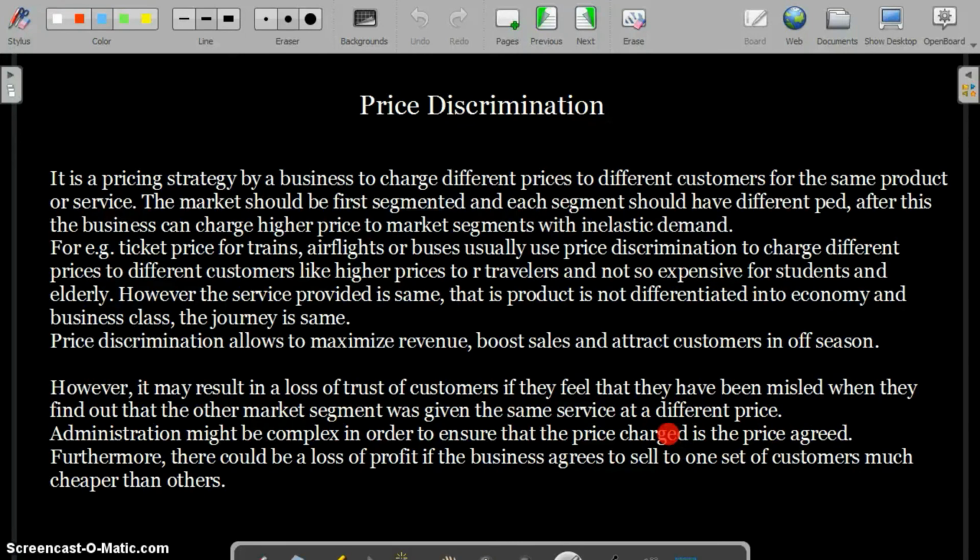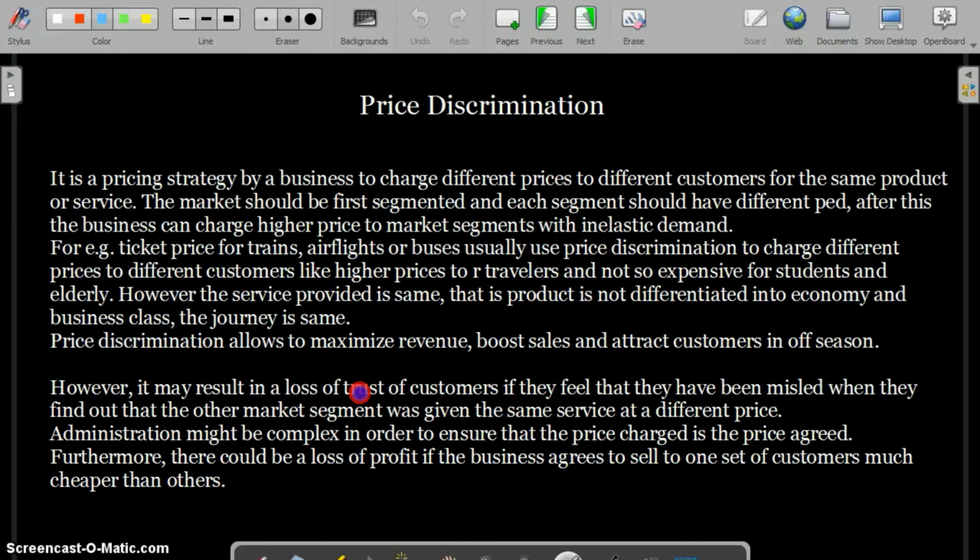And it's not always easy to set up prices in this way. There's market segmentation and deciding what price should be charged, and agreeing on a certain price, it's not too easy, so the administration for this might be complex. Furthermore, there could be a loss of profit if the business agrees to sell to one set of customers much cheaper than others. So if you're charging students much cheaper than business travelers, and in off season business travelers are not coming, but since you have decreased the price, students are coming, your sales have increased, but your profit is decreasing because the price you have charged is low.